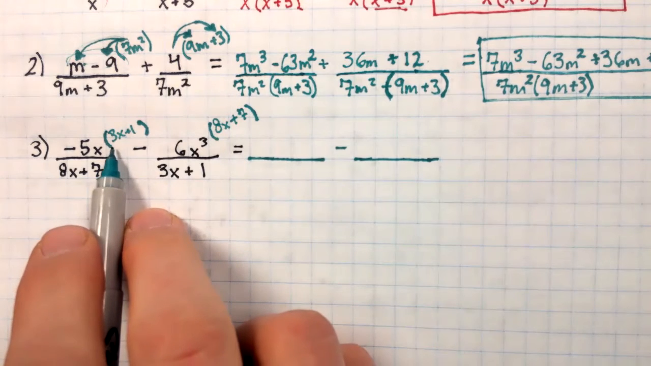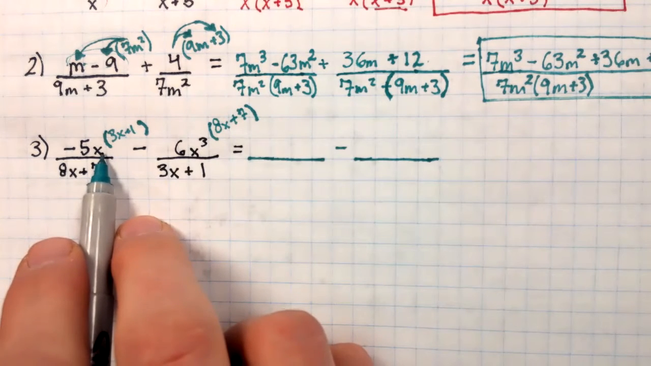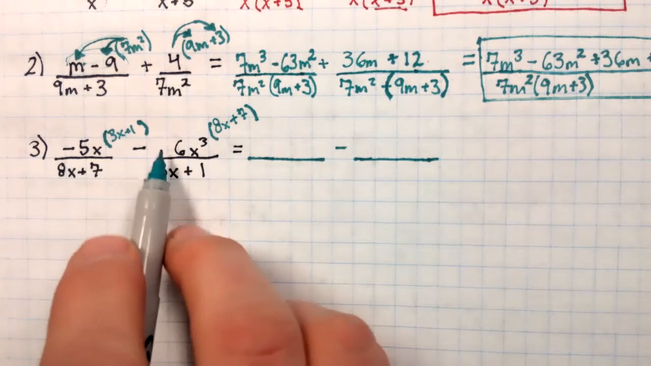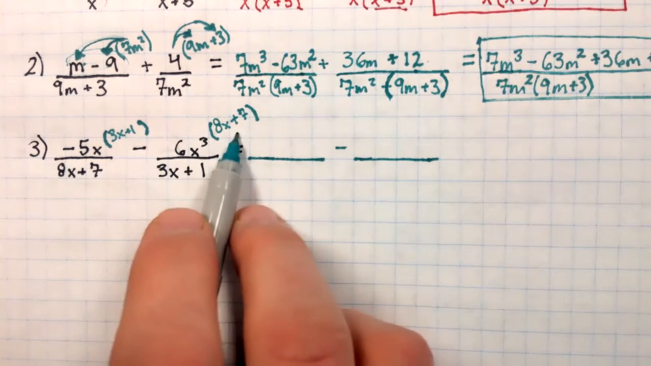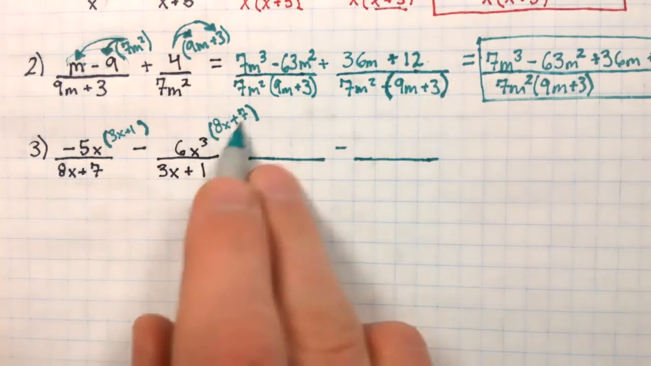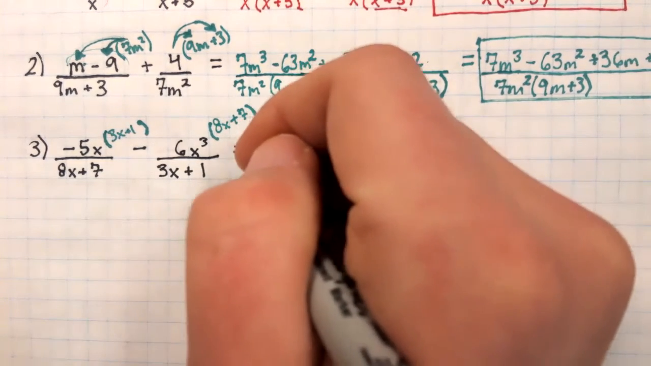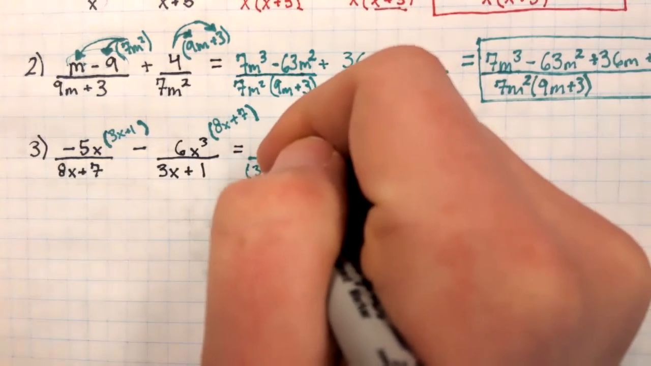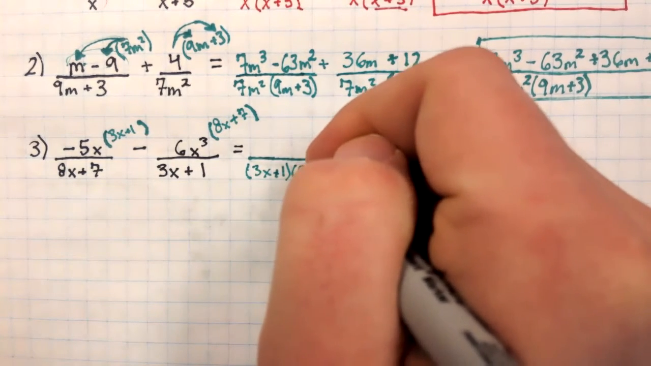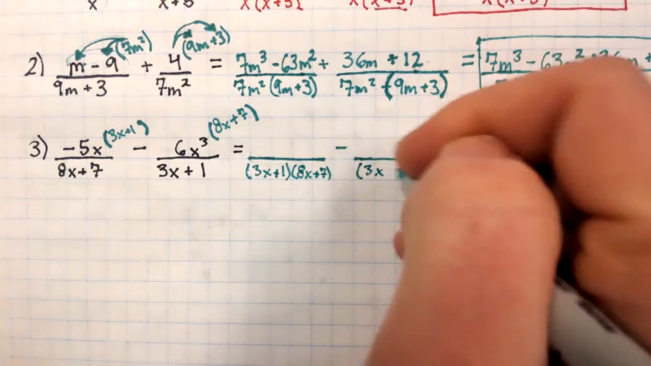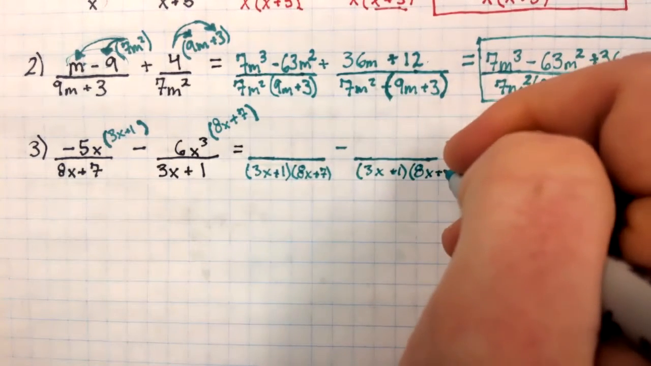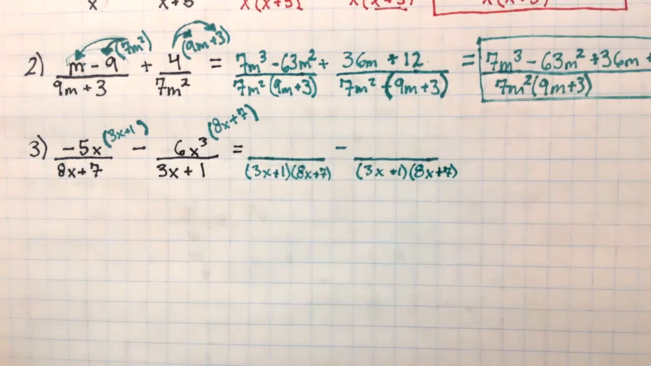Kind of got the solution going a little bit. Hopefully you know that this first fraction needs to get multiplied by 3x plus 1. The second fraction needs to get multiplied by 8x plus 7. That means our common denominator is just these two things put together. 3x plus 1 times 8x plus 7. Same thing for this fraction. Don't go about multiplying that denominator out. Not a big deal.